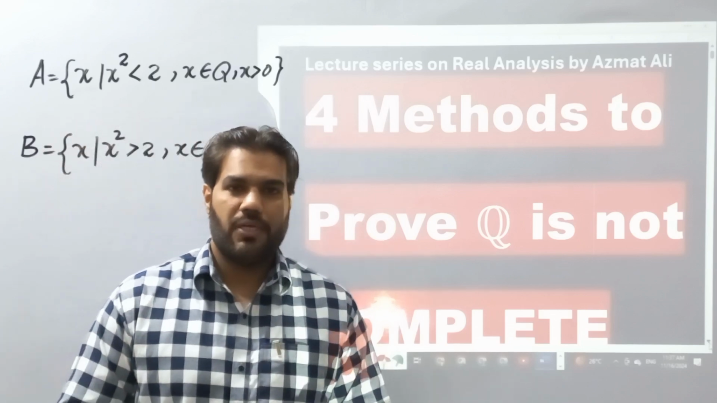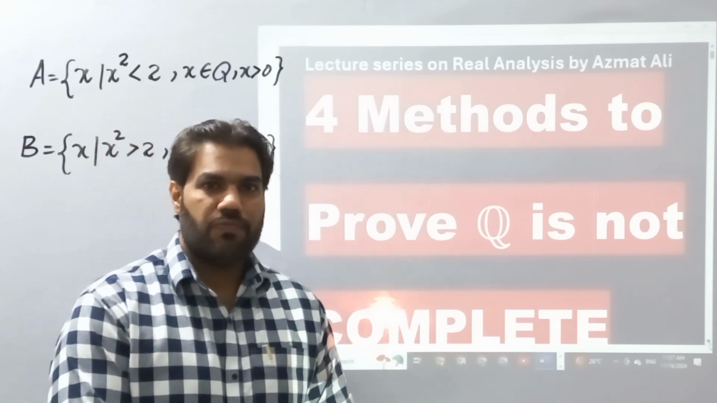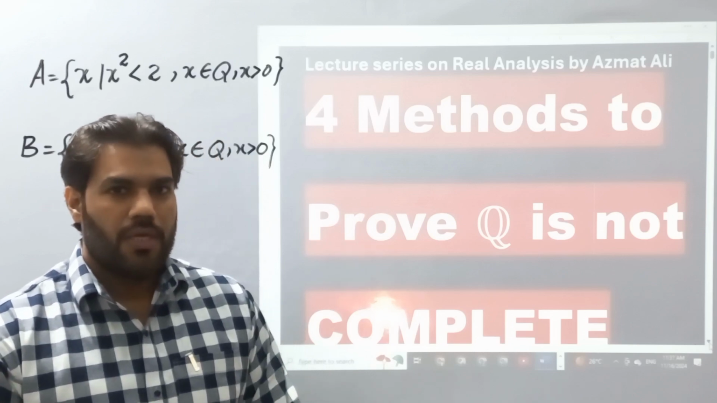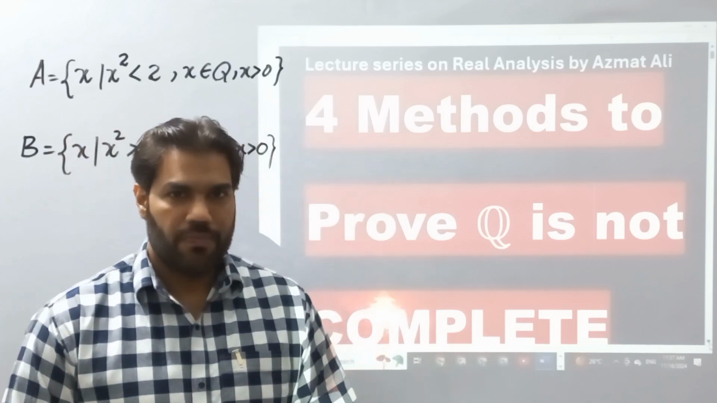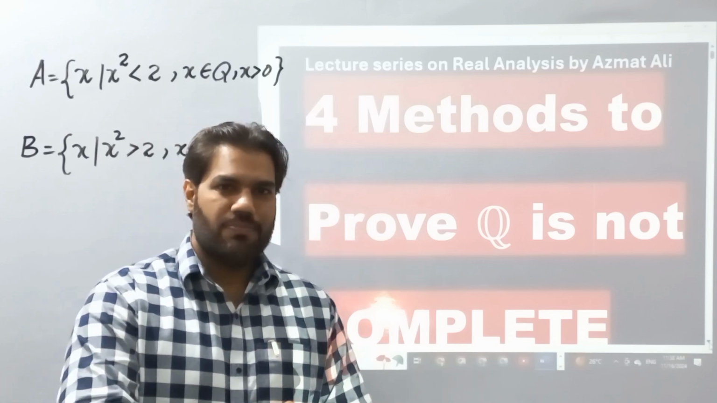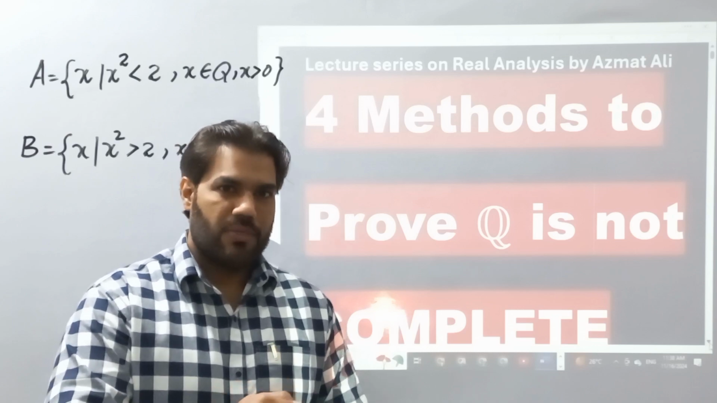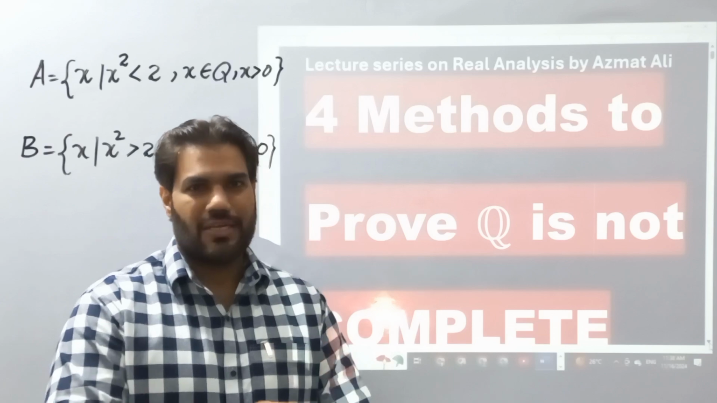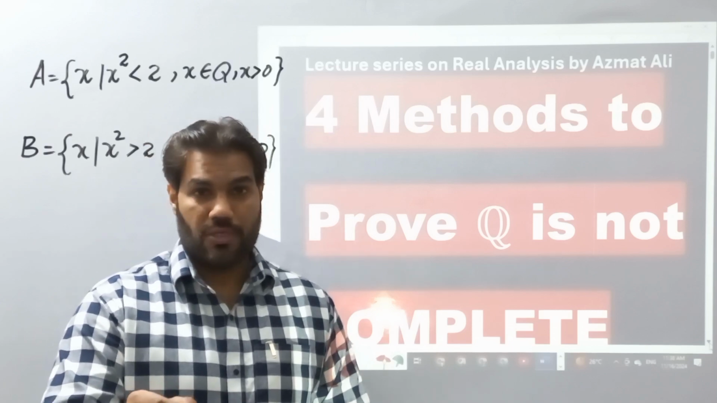So, firstly, what strategy can be used to prove whether a given field is a complete ordered field or not? We will choose any subset of a given field that is bounded above, that has an upper bound. But the supremum of that subset does not exist in that field F. Then that ordered field is not a complete ordered field.